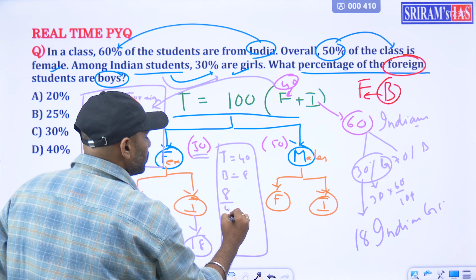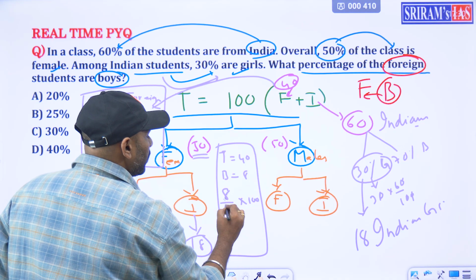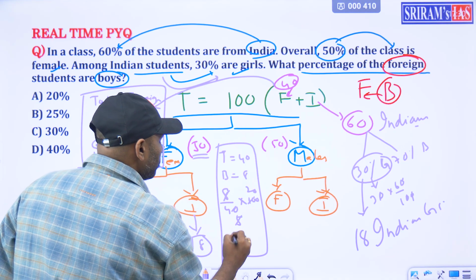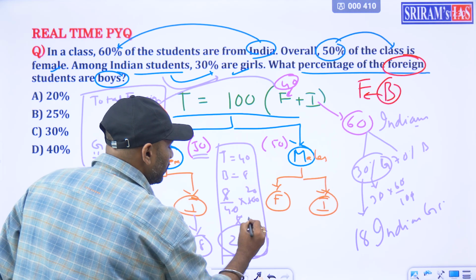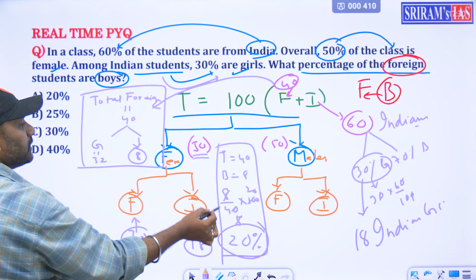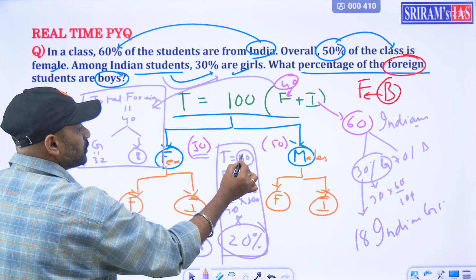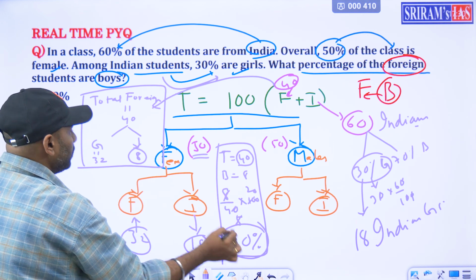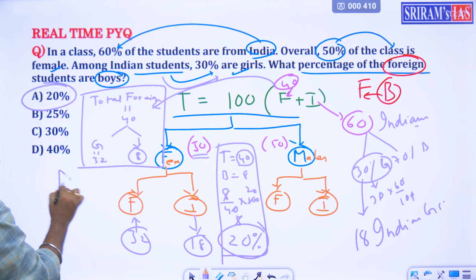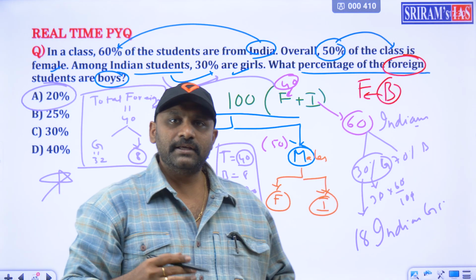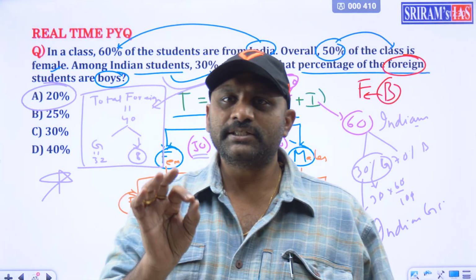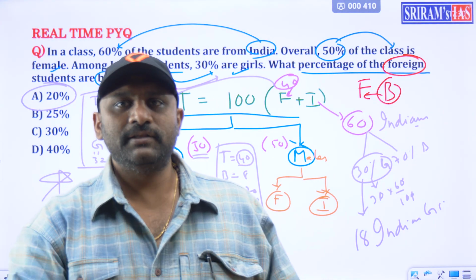Therefore, what is the percentage? 8 by 40 into 100, 5, 20 times. Therefore, 20% is the number of students. Total 40 foreign students, out of which 8 students are boys. Therefore, the percentage is 20%. So this is the second problem. Just if you know basic percentages, you can solve it so easily. That is the whole work.